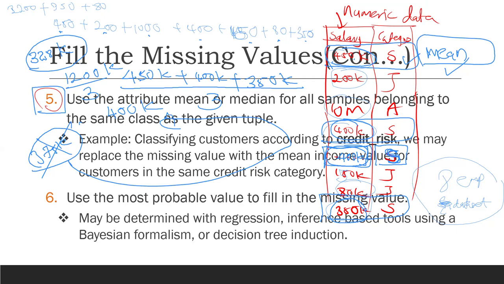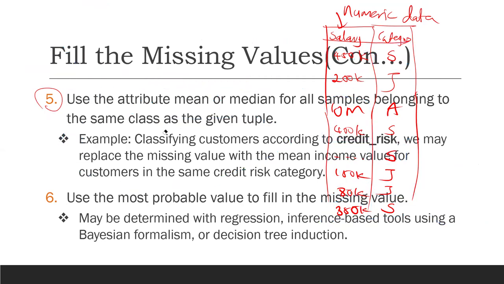Rather than using all the values, all the tuples, the entire column, to calculate the mean value, here you are only considering that particular label's data set. Any questions? So what I'm saying here is: use the attribute mean or median value for all the samples belonging to the same class as the given tuple. That is the meaning of this sentence. While calculating the mean or median value, you apply it only to that particular class label. Here we only consider senior category people, calculate their mean value, and use that mean value, 400,000, to fill in the missing value.